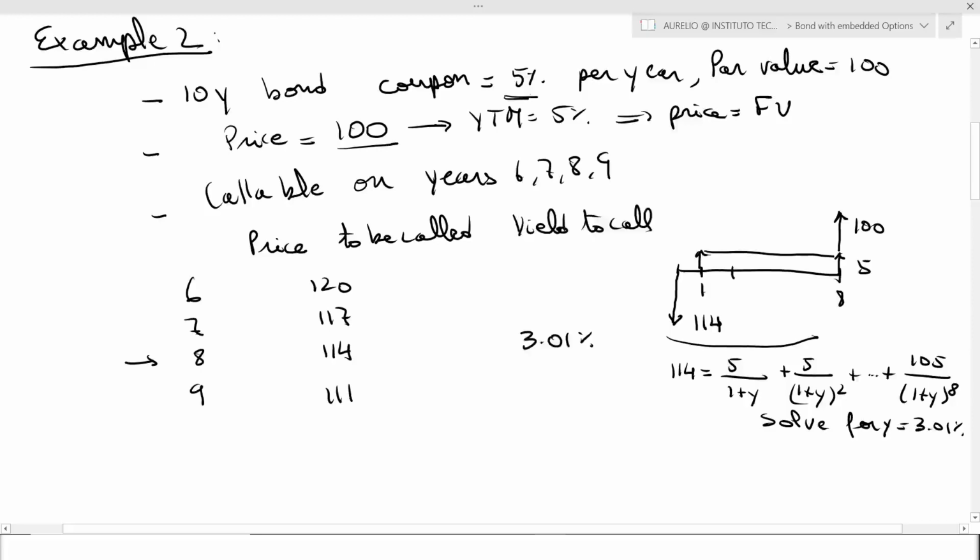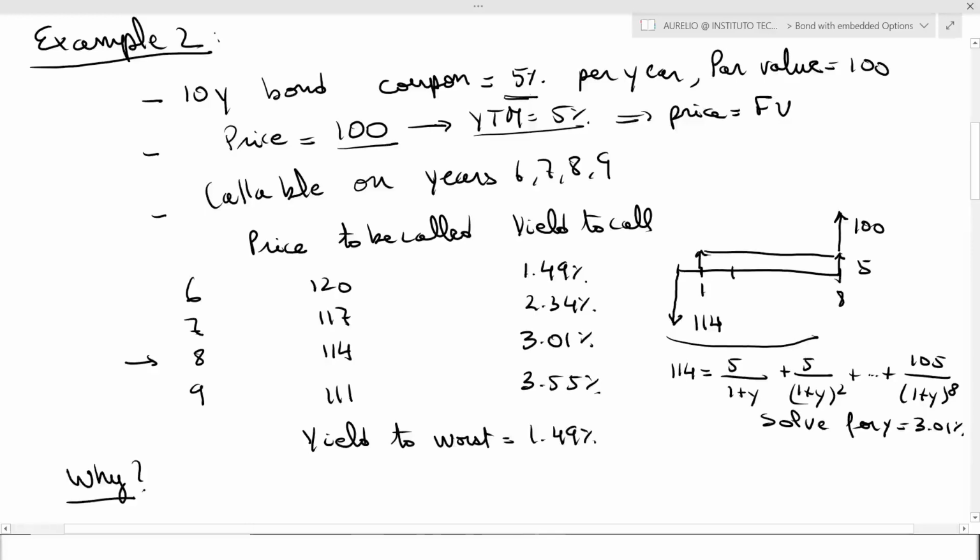For the other maturities, if we apply the same methodology, the yields to call that we're going to find are 1.49% for year 6, 2.34% for year 7, 3.01% for year 8, and 3.55% for year 9. Then the yield to worst is going to be the smallest yield among the yield to maturity of 5% and all these yields to call. So the yield to worst is going to be equal to 1.49%.